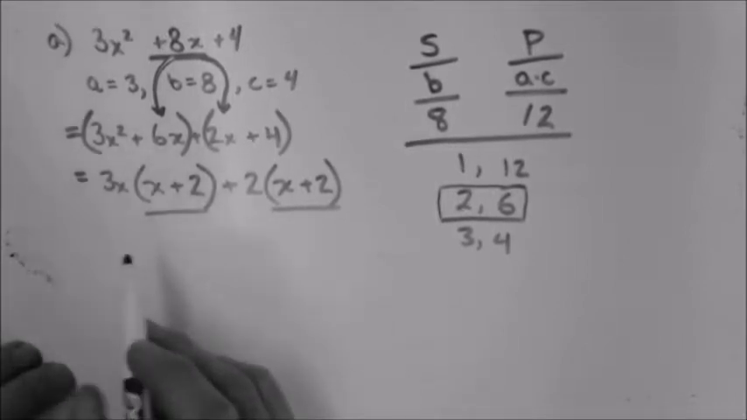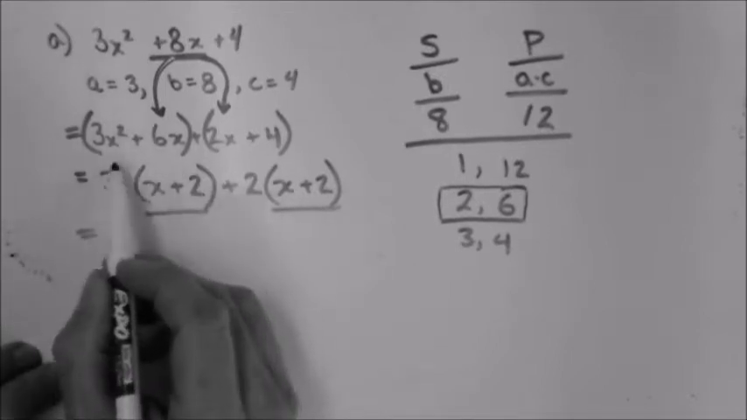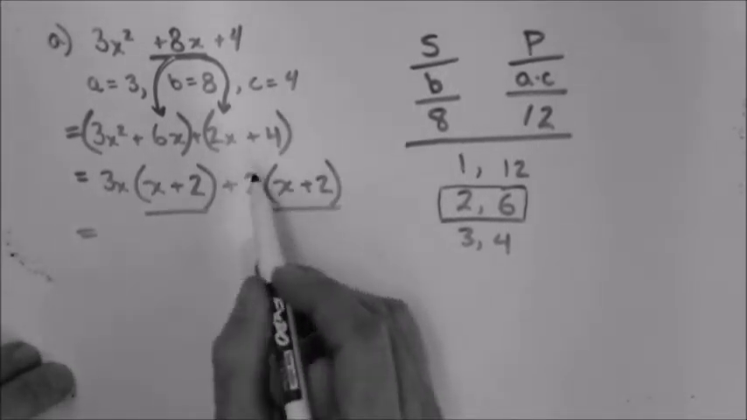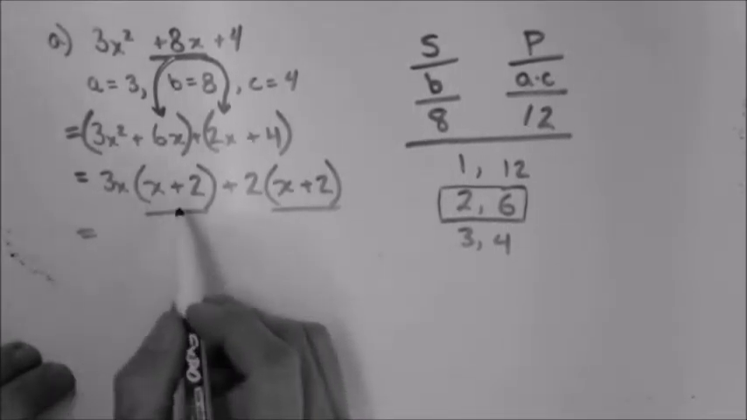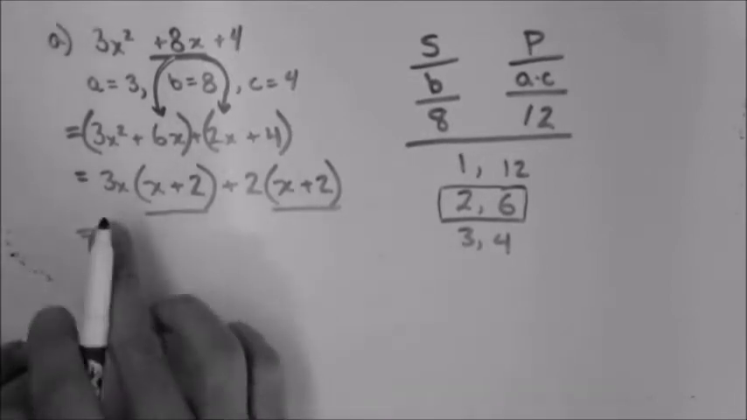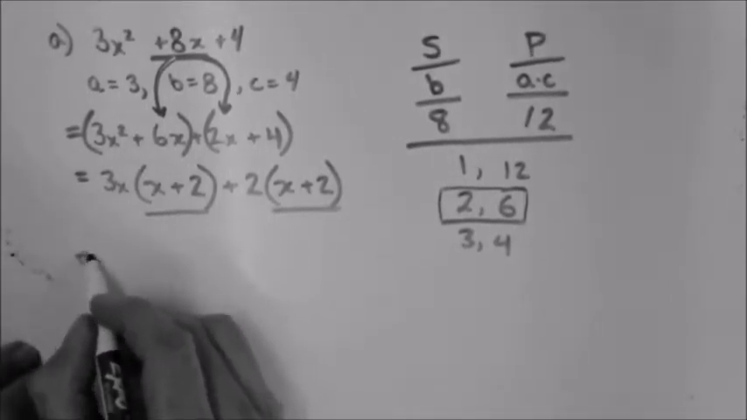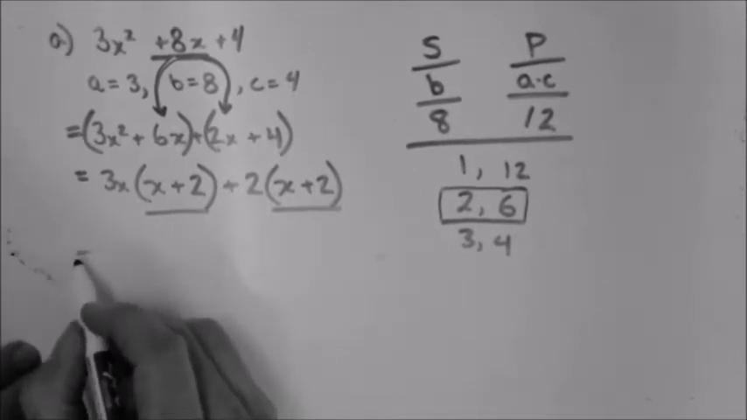Okay? Now, we still have 2 factors. We have 2 terms here. And each a term, they also share a common factor. The common factor is x plus 2.